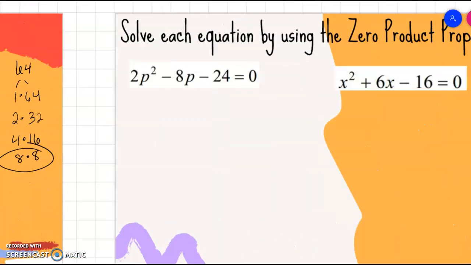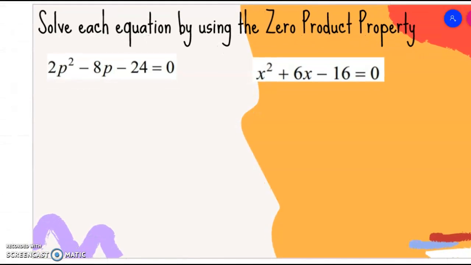Alright, let's practice a little bit more here with some zero product properties. Alright, 24. I'm going to figure out the factors of 24. 1 and 24. 2 and 12. 3 and 8. I believe 4 and 7. Or 6, sorry. 5 doesn't go into it, and then we just start repeating. Alright, so these are my factors.